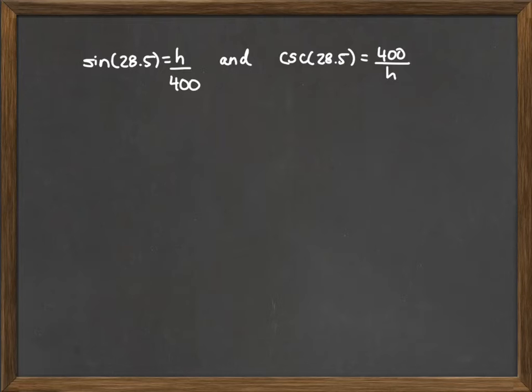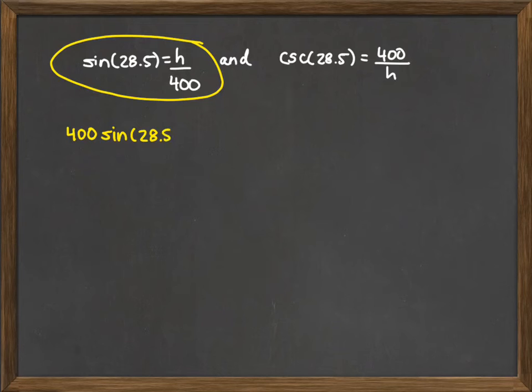So we've got that we can use sine or cosecant of 25 degrees to solve for h. Here, let's use sine, and then we get that 400 times the sine of 28.5 equals h. So using multiplication, we get h equals 400 times the sine of 28.5 degrees.